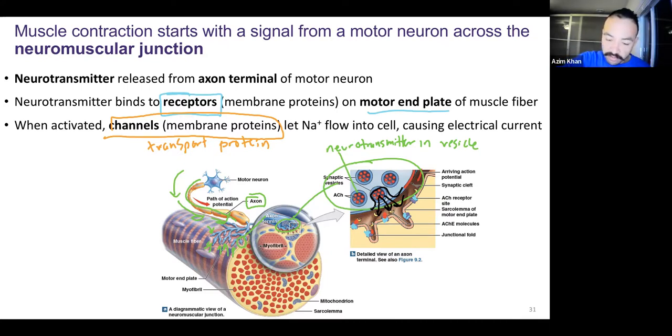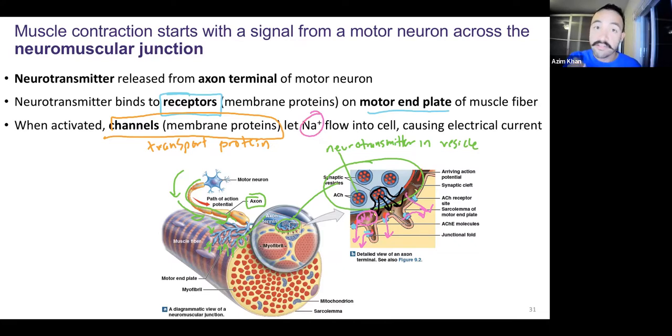This channel lets sodium ion, that we're going to assume is floating around in the interstitial fluid, because it is, and you'll learn more about that in physiology, flow into the cell. We get sodium rushing into the cell.